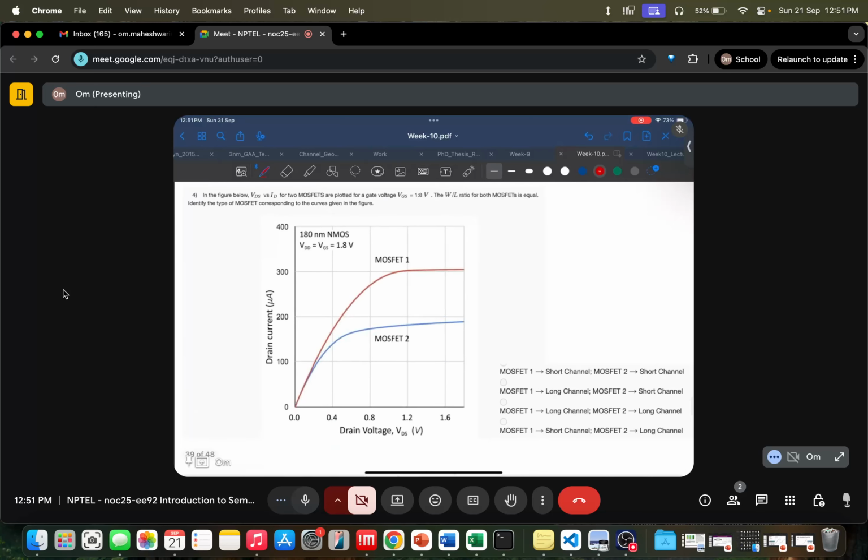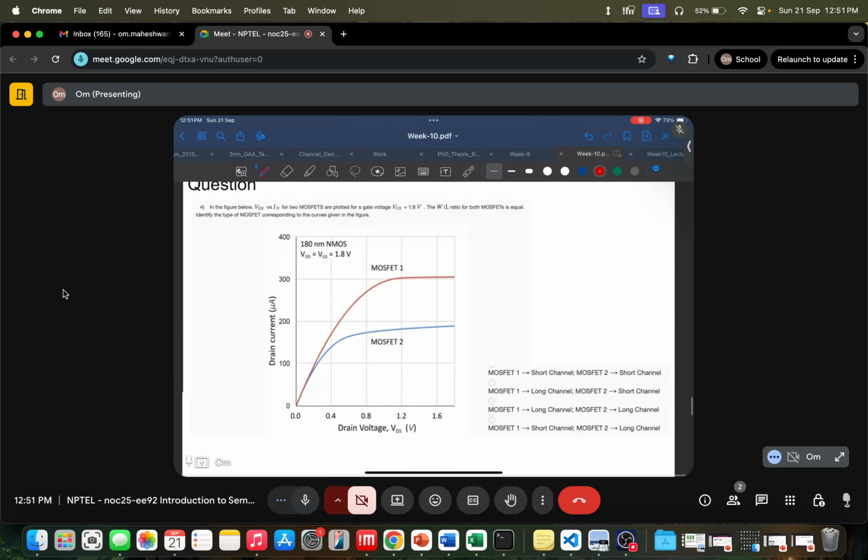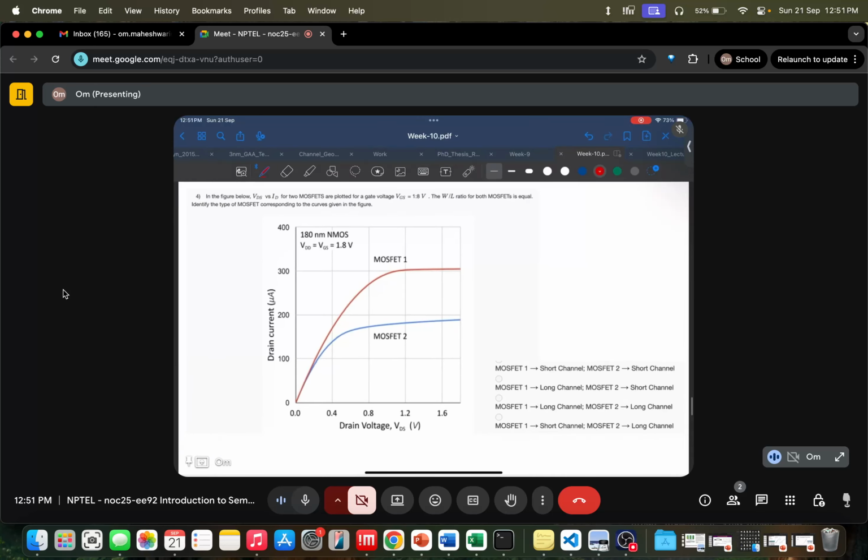Next one, again based on statement 2 of the previous question, please solve this.